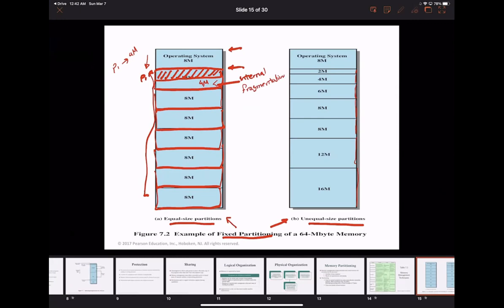If all partitions are full and no process is in the ready or running state, the operating system can swap a process out of any of those partitions and load in another process. So there is some work for the processor to do.